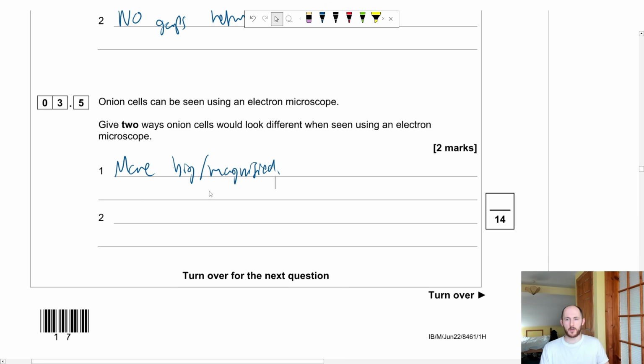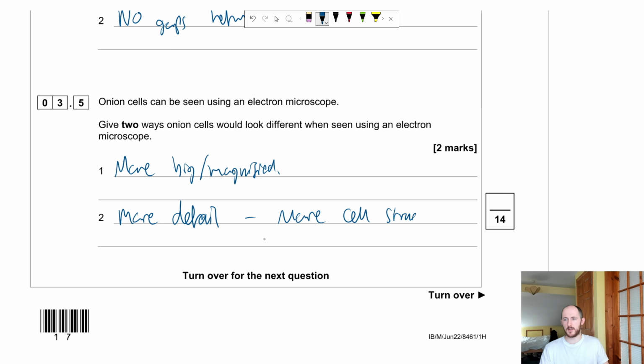Shocking. So what does that mean when we magnify more? Well, that means there'll be more detail. You can also say more cell structures. So you might be able to see things like ribosomes, as a random one that I just picked out. But you'll be able to see more stuff. And that's it for question 3. Pretty good question in my opinion.